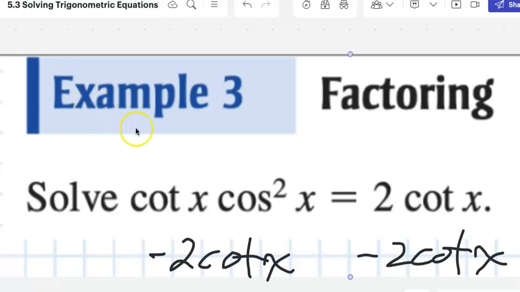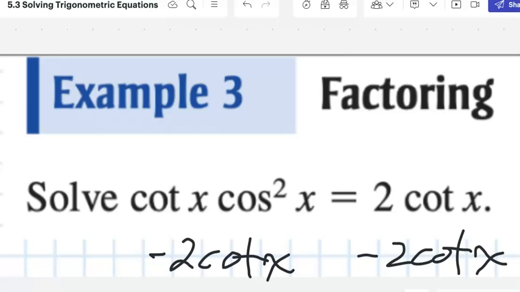Here we have example 3, obviously involving factoring. Also in this video we'll have example 4, also of a quadratic nature. Now, on the test we're not going to put that factoring is involved in this question. We're going to put: solve cot x multiplied by cos squared x equals 2 cot x.